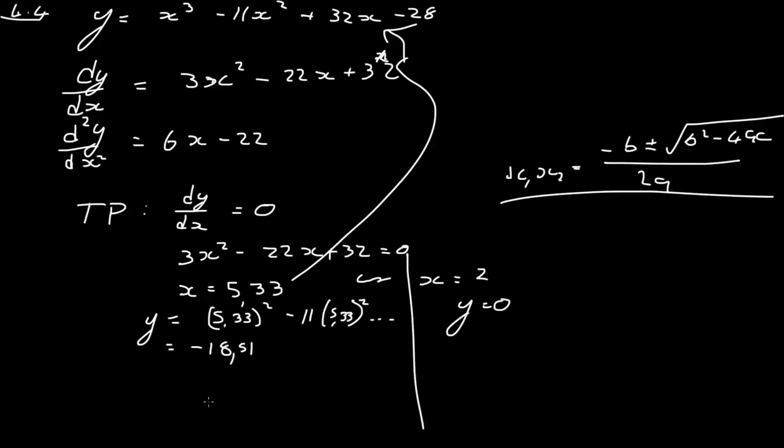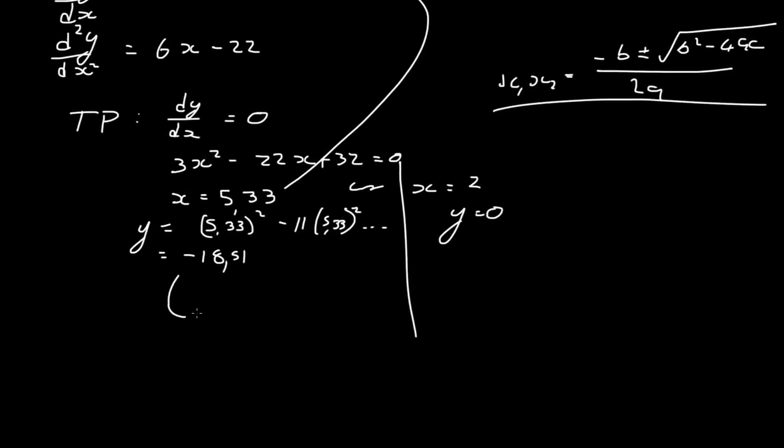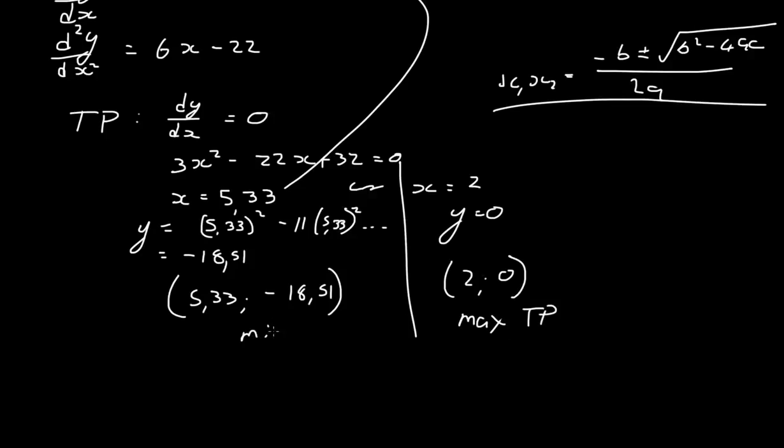So we've got our two turning points, which are (5.33, minus 18.51) and (2, 0). Which one is our maximum? If we look at the y point, the one with y equals 0 is our max turning point, and the other is our min turning point.